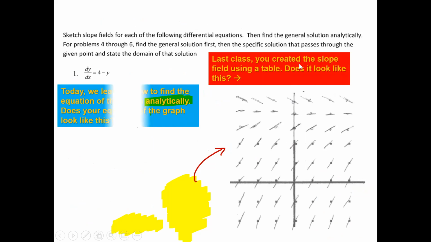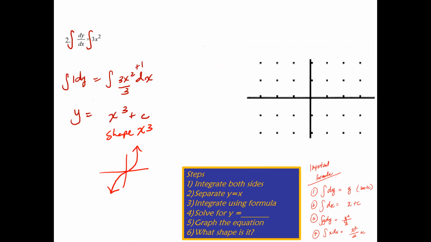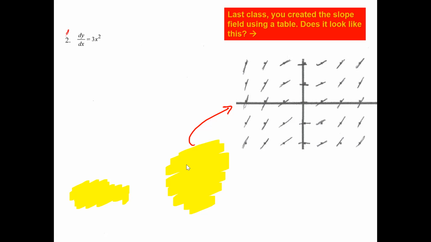All right, let's take a look at number 2. For number 2, go ahead and pause the video and take all these points and create the slope fields. Okay, so your slope field should look something similar to this. All right, and then what we're going to do is take a look at the equations, and we're going to find the equation using integrals. So first things first, I see that there's a dx on both sides. I'm going to move the dx over to the right side. So dy equals 3x squared dx.